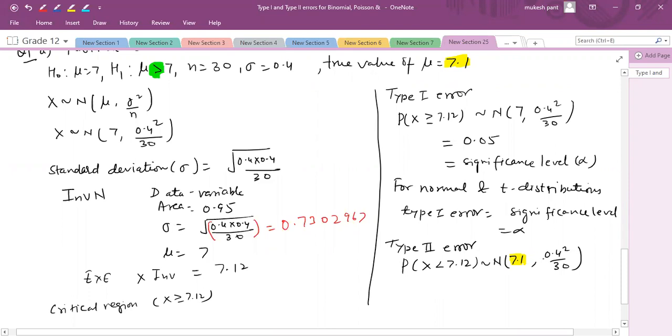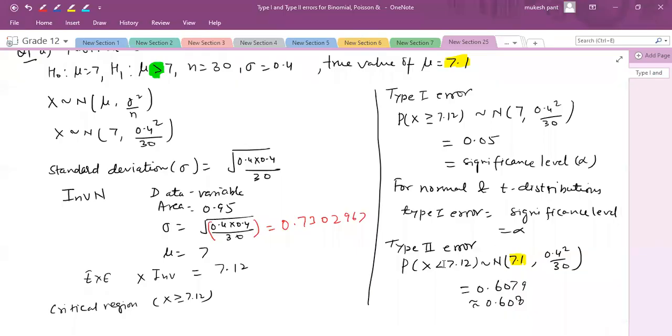So in this case, when you open normal CD, the lower bound will be -9999, the upper will be 7.12, the mean will be 7.1, and the standard deviation you already know, right? When you put this in your calculator, you will get the type 2 error. Try your calculator.